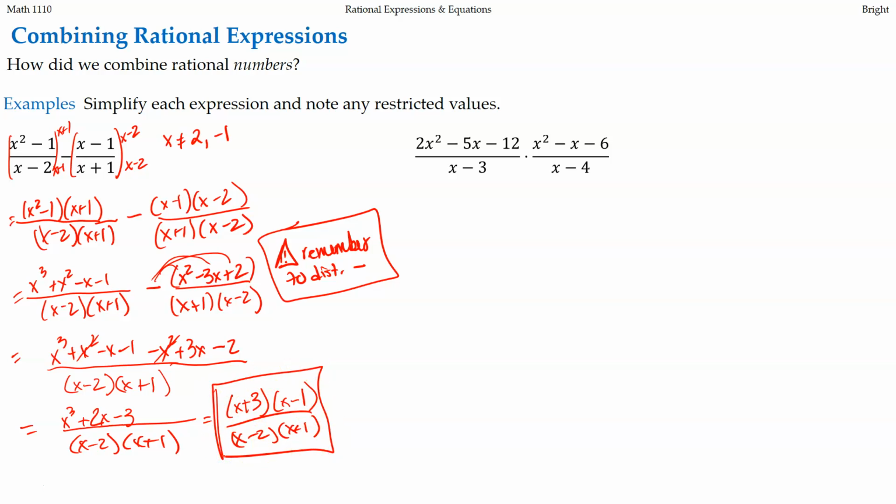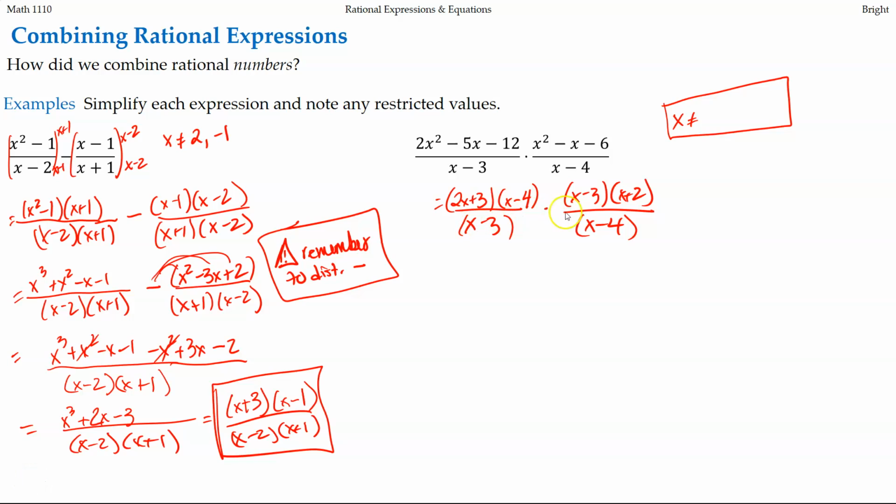For the next one, I want you to pause the video and try it on your own, take a shot at it, and then resume when you're ready. Okay, and the restricted values, I actually want to make this into a quiz question. So x can equal what here? Okay, and you're going to answer that in a quiz. Okay, but from here on, we're just going to, again, factor first. So this ends up being what you will see next.